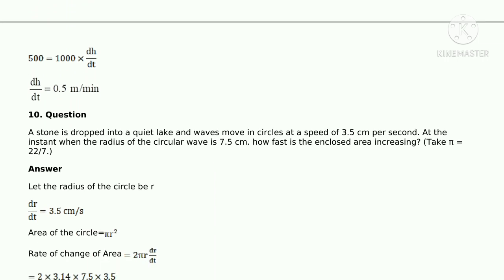So if we put 500 and after that calculate dh/dt, how much do we get here? 0.5 meter per minute. Is it clear? So this one is our required answer. Very simple question here. So next one, question number 10.